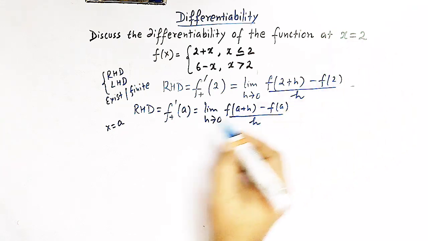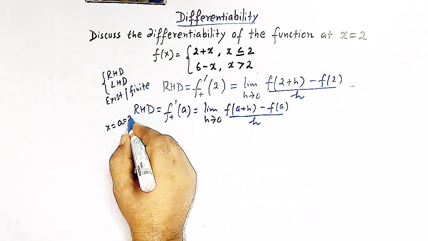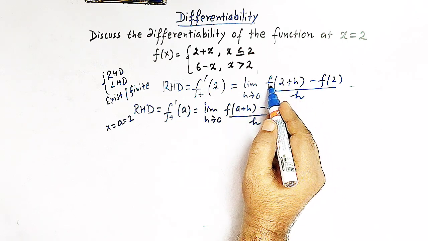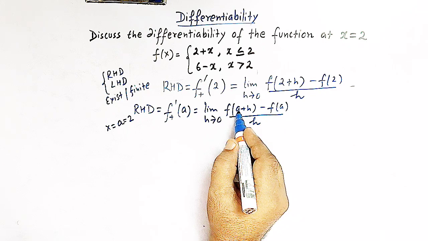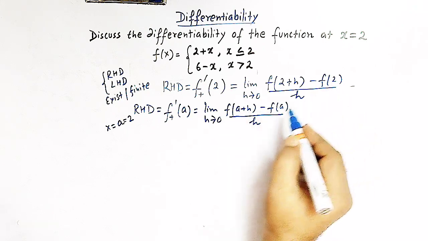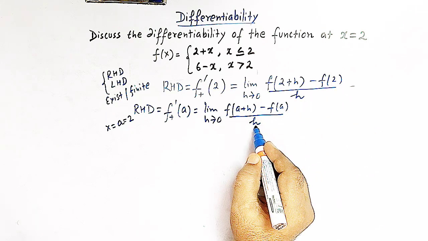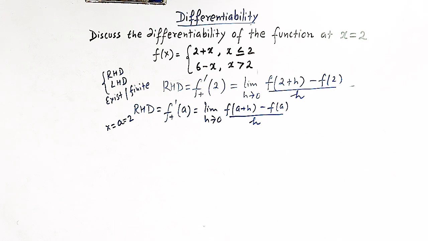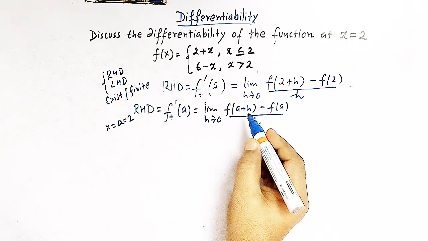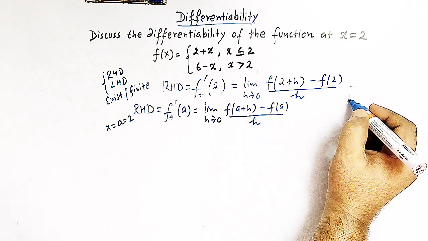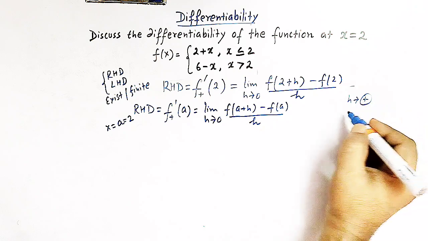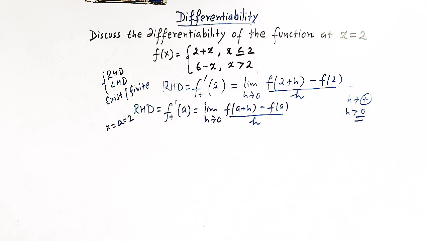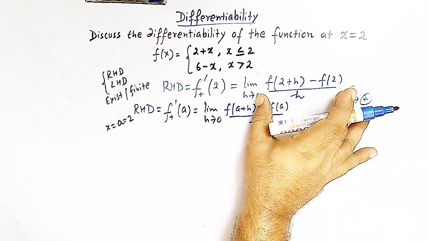Now here our point a is given as 2, so we have limit h tends to 0 and f of 2 plus h, here a is 2, so we have 2 plus h, and then f of 2 divided by h, right? And here h is an infinitesimally small quantity, and it is a positive one, right? So h is a positive quantity and it is greater than 0 but less than 1, right? So let us evaluate this limit.